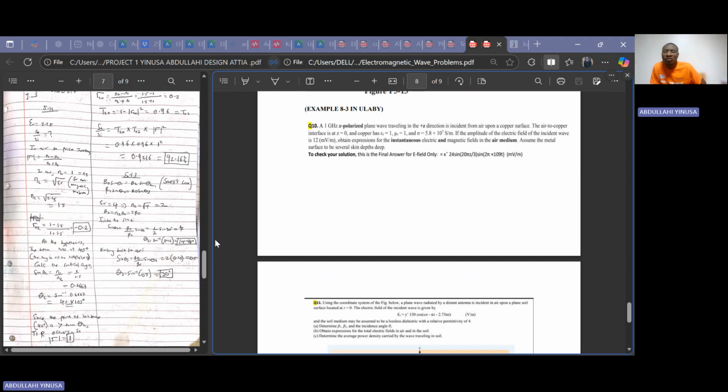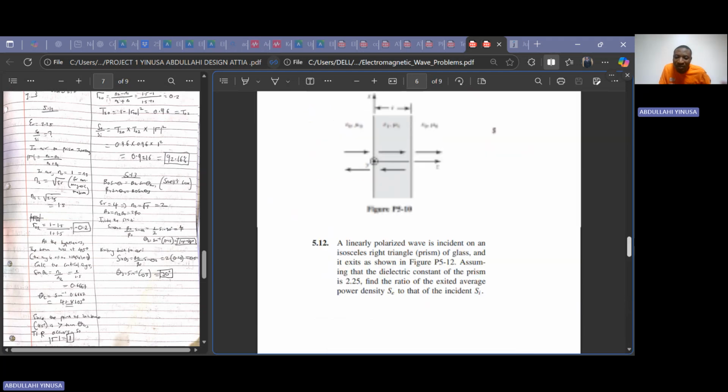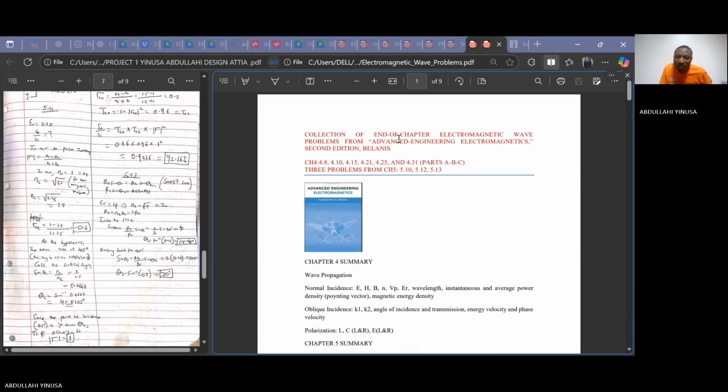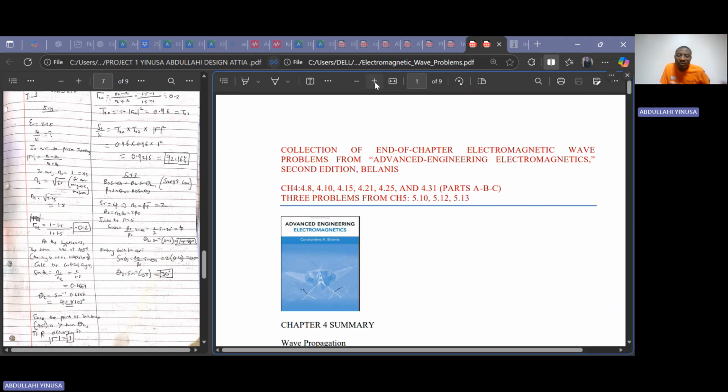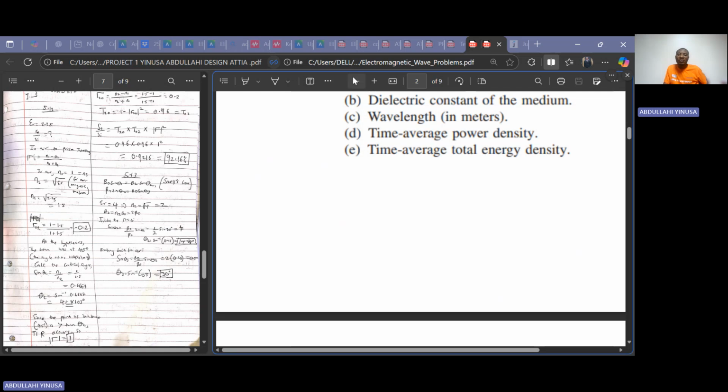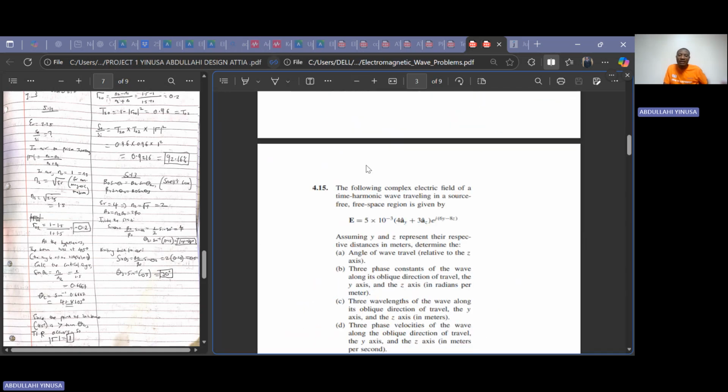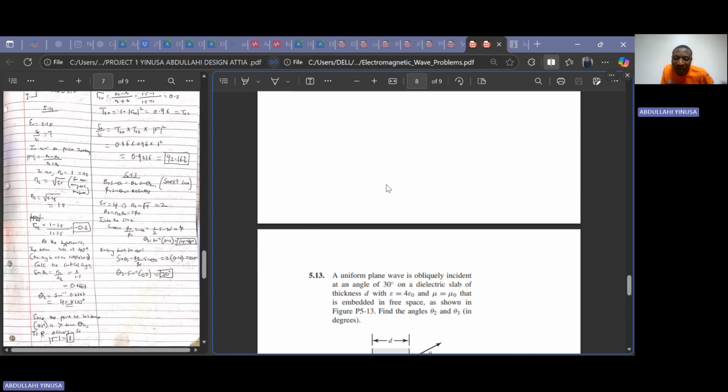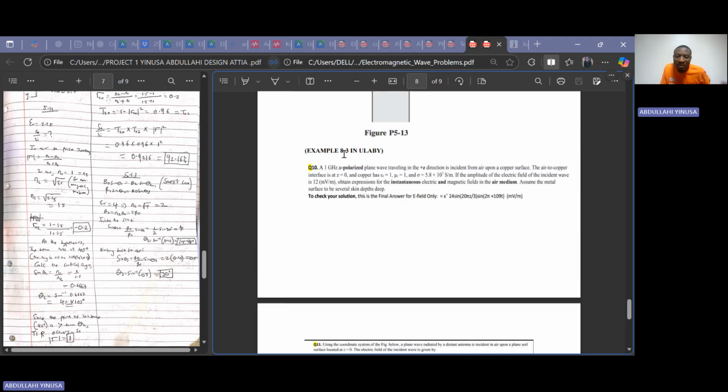The next question was got from the Hulabi book. All the questions we've solved so far from chapter 4 and chapter 5 were all taken from the Advanced Electromagnetics book of Balanis, the second edition, the book I showed you at the beginning. However, the next questions we are going to be solving now were taken from Fundamentals of Electromagnetic Waves by Dr. Hulabi. Now, this is question 8.3, example 8.3 in the Hulabi book.